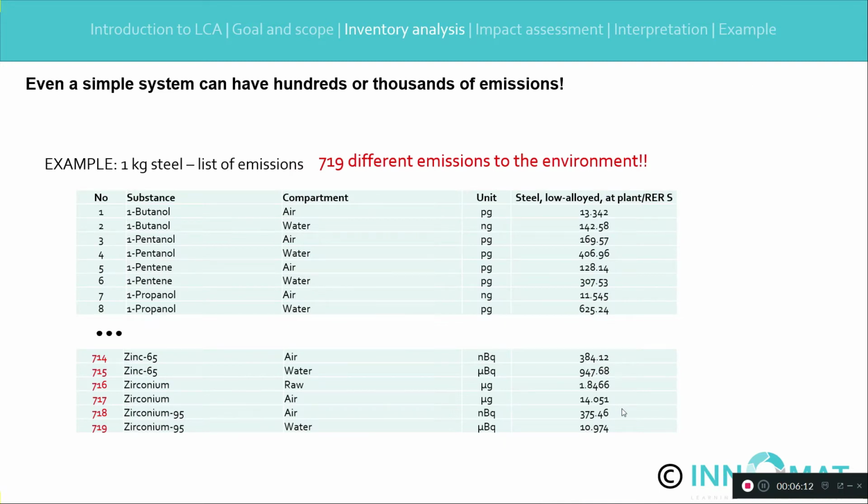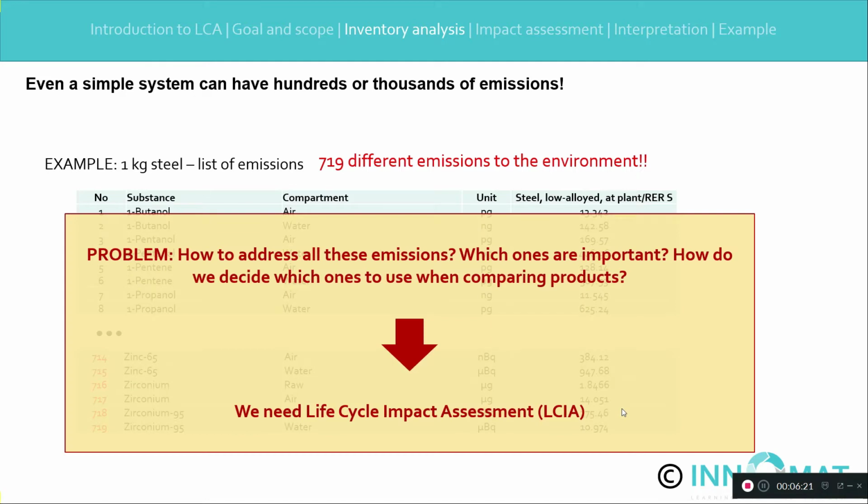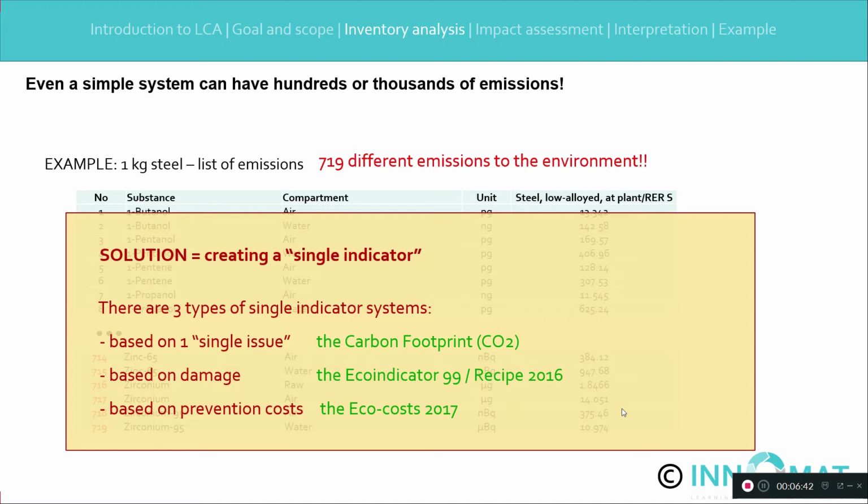Another example is the LCA of 1 kilogram of steel. It shows an inventory list of more than 700 emissions. The problem is now how to address all these emissions. Which ones are important? How do we decide which ones to use when comparing products? To resolve this issue, we need Lifecycle Impact Assessment, or LCIA, which is the next step in LCA. The solution is that we need a single indicator to compare alternatives, for example, a pair of jeans at the start of this course, or compare sheep of different farms, or steel of different factories.